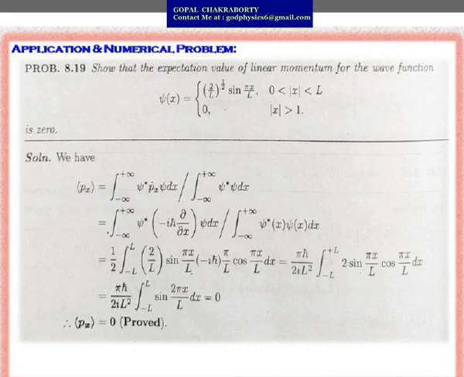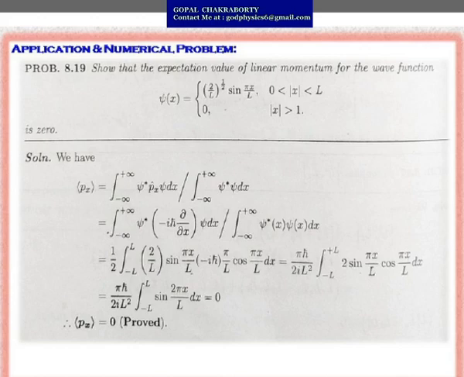So the given wave function is psi equals under root 2 by L sin pi x by L for x within 0 to capital L, and 0 elsewhere. So you have to prove that the expectation value of linear momentum for this wave function is 0.